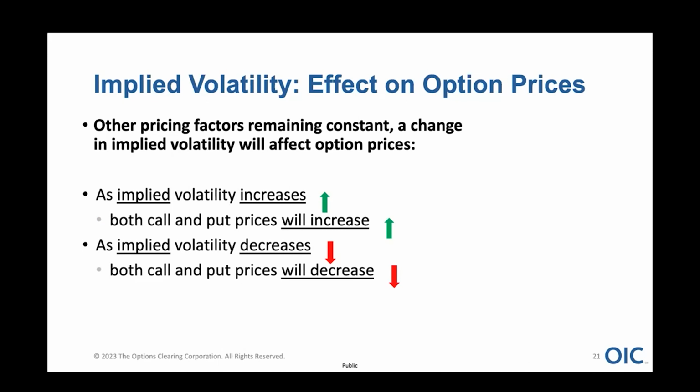As implied volatility goes higher, option prices naturally increase. And as implied volatility goes lower, if there's a big supply of options, if there's more sellers than buyers, implied volatility will naturally decrease. Both call and put prices will increase if implied volatility goes up, and both call and put prices will decrease as implied volatility goes down. Calls and puts that share the same strike at the same expiration have a direct relationship to one another. So if implied volatility goes up for the calls, it's going to naturally go up for the puts. And if it goes down for the calls, it's going to go down for the puts as well.